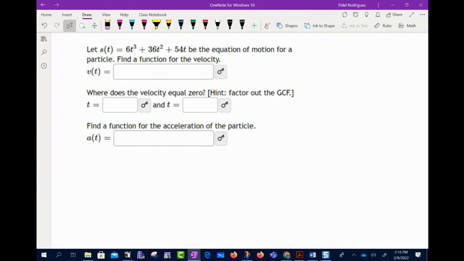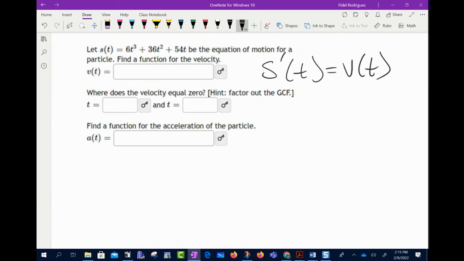It says, let s of t be equal to 6t to the third plus 36t squared plus 54t be the equation of motion for a particle. Find the function for the velocity. The velocity is my first derivative. So what I want to do here is find s prime of t. S prime of t is the same thing as my velocity function.